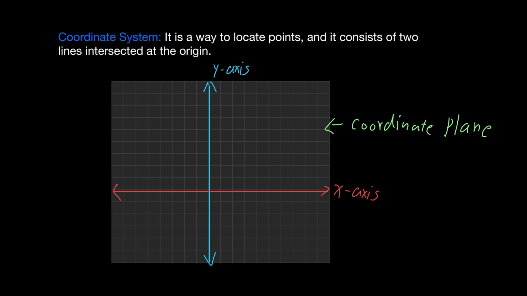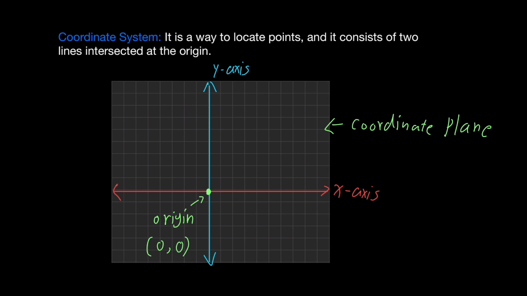It just means the surface where we're going to figure out the point and the location of it. And you see there are two lines and they intersect at a point. This point we call the origin. And usually we have a different way to describe it. We use an ordered pair to describe this point. It's the address, right? It's the location of this point.